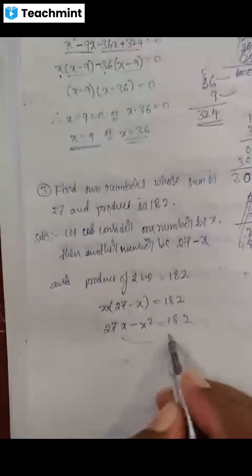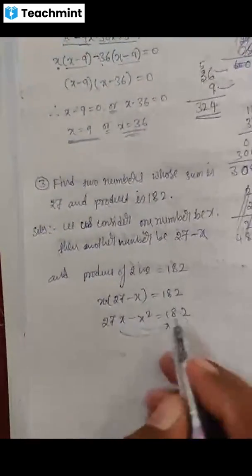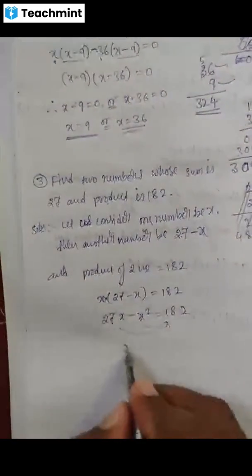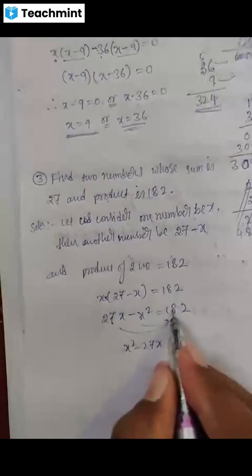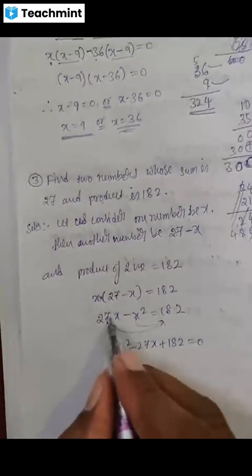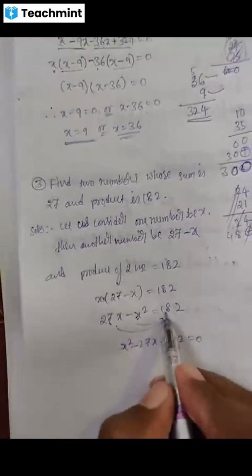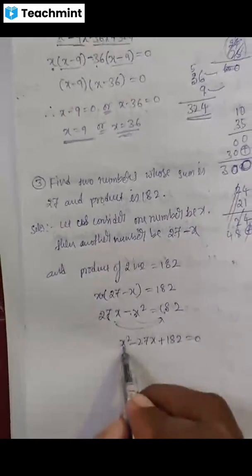So bring all the terms to the right side. This remains the same sign, so these two get changed their signs. So x square, this becomes minus 27x, this is the same, plus 182 equal to 0. We bring these two terms to the right side, so this gets minus sign, this gets plus sign.